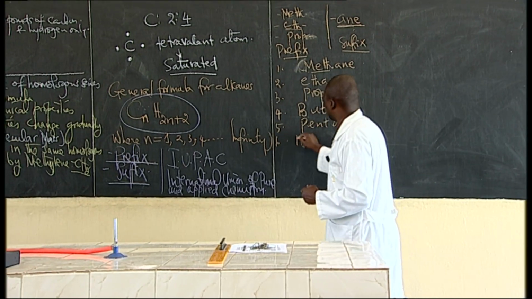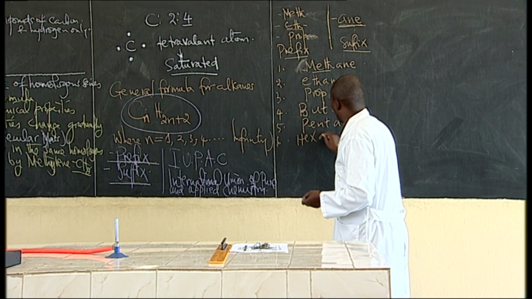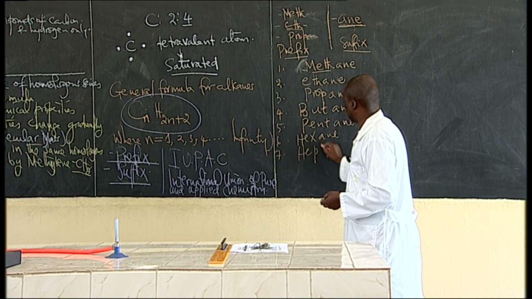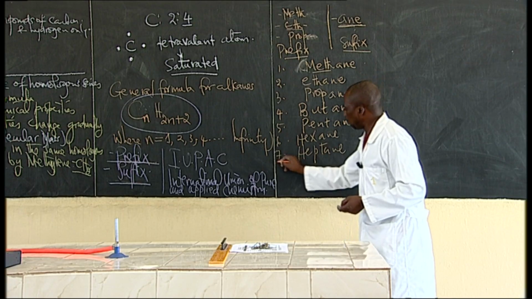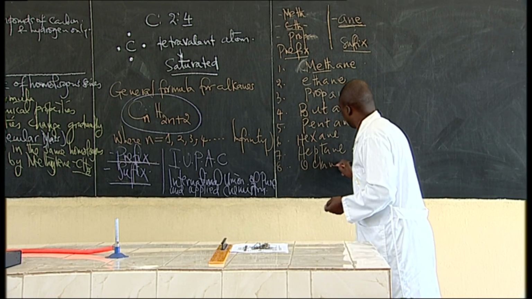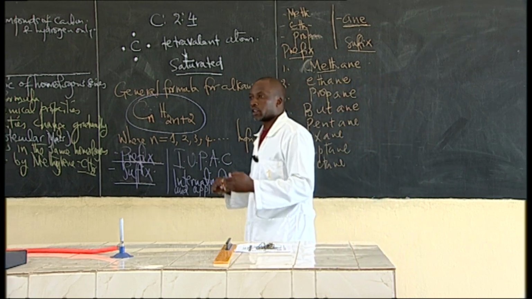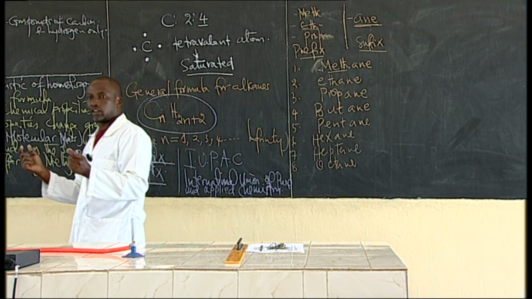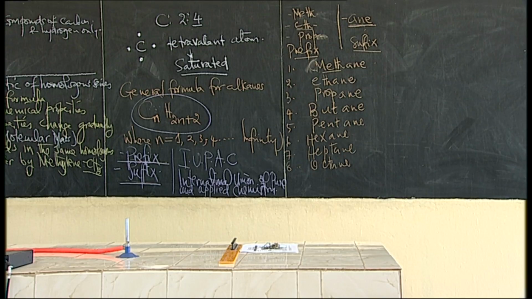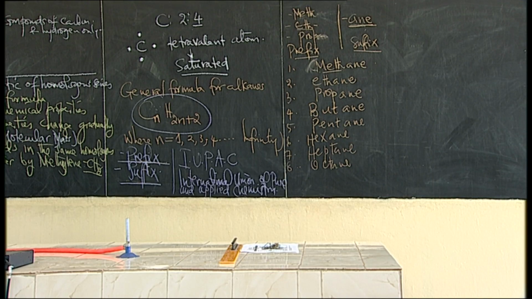Number 6, this is hexane. Number 7, you'll have heptane. Number 8, you'll have octane, which is derived from the other 8-sided figure, which is octagon. So those are the words. The words are derived from those Greek words.